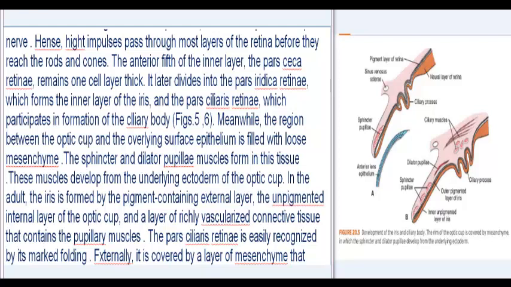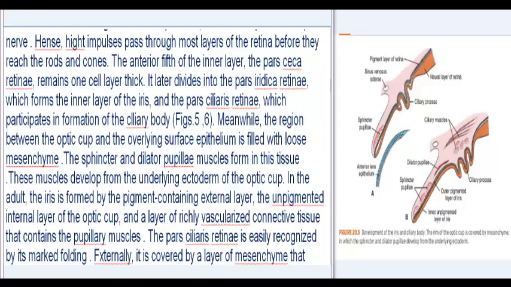The anterior fifth of the inner layer, the pars caeca retinae, remains one cell layer thick. It later divides into the pars iridica retinae, which forms the inner layer of the iris, and the pars ciliaris retinae, which participates in formation of the ciliary body, Figs. 5-6. Meanwhile, the region between the optic cup and the overlying surface epithelium is filled with loose mesenchyme.